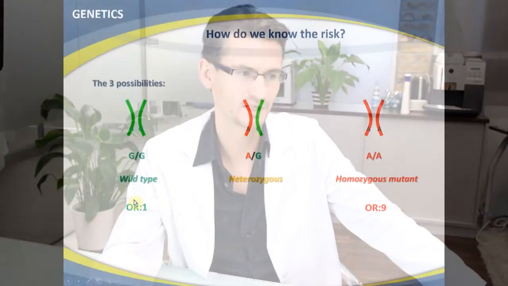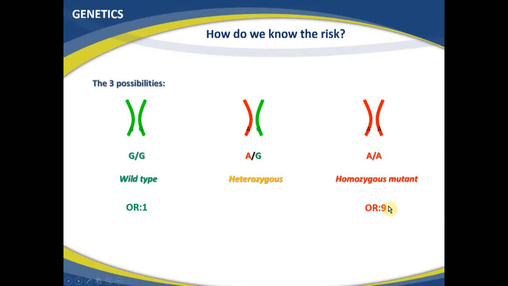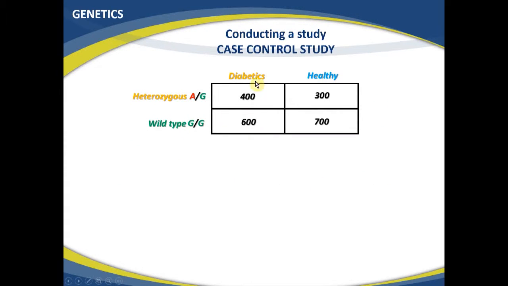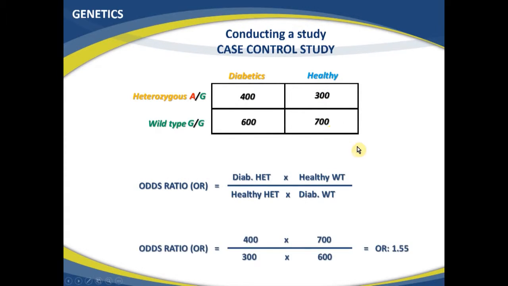So for the purpose of using genetics, you can really say an odds ratio of 9 means you have a 9 times higher risk of developing the disease. But keep in mind, it's slightly different. It's not 100% exact. So now we have odds ratio of 1 for wild type, odds ratio of 9 for homozygous mutant. 9 times higher risk of diabetes than a person with GG. Now next question, heterozygous, what's the risk? You do the same kind of calculation again. You look at the diabetics, how many are heterozygous, how many are wild type, healthy, how many are heterozygous, how many are wild type. Put in the numbers and you get an odds ratio of 1.55.